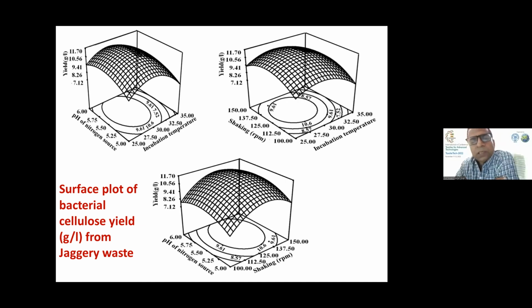If you see the incubation temperature and shaking RPM, you will find that 30 degrees centigrade is again the best. So in all three cases, we can say 30 to 32 degrees centigrade is the most suitable temperature for the synthesis of bacterial cellulose using this Acetobacter bacteria. And here we have achieved around 10 grams per liter of yield. In the case of incubation temperature as well as pH of nitrogen source, you will find 5.75 pH was suitable to attain maximum yield of bacterial cellulose.